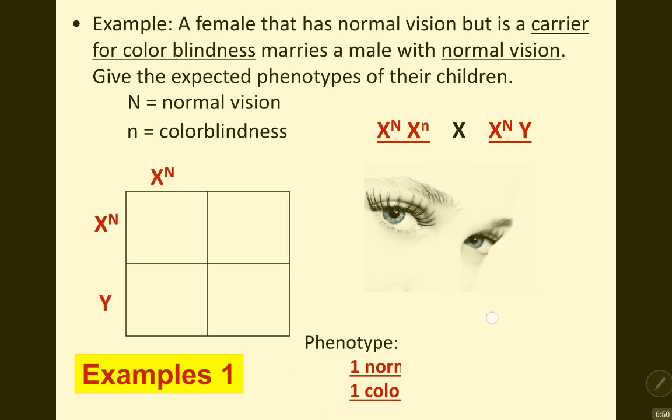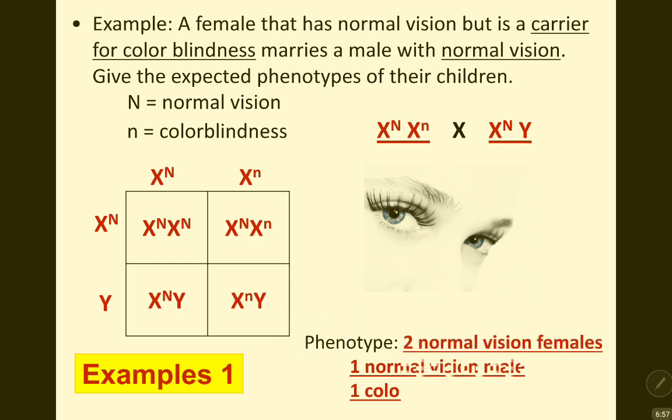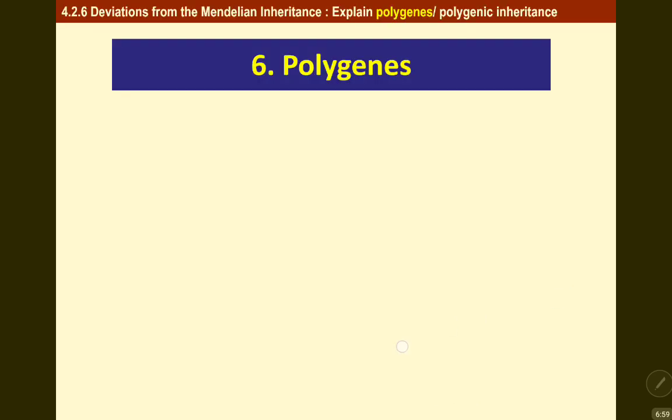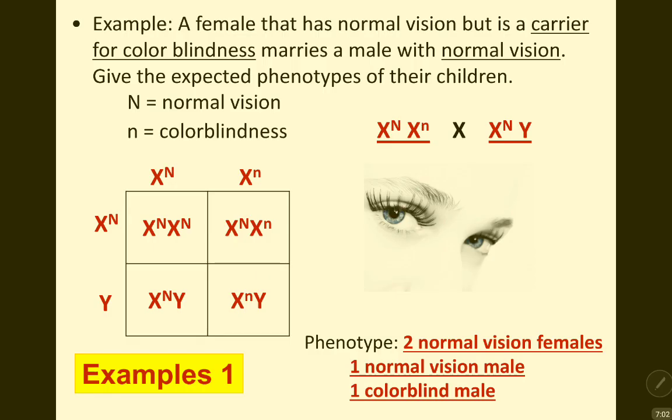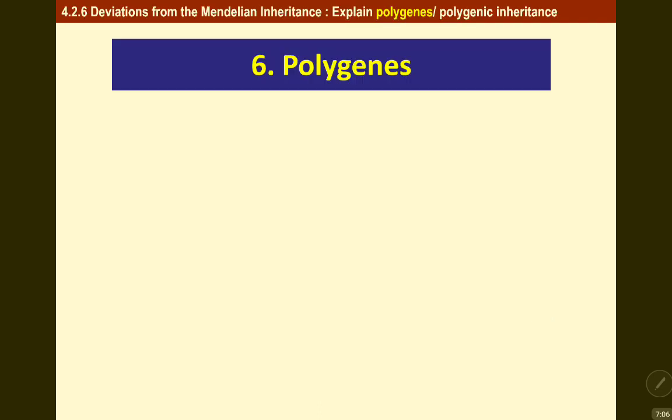This one shows the Punnett square. The chance is 1/4 like I said just now: 2 normal vision females, 1 normal vision male, 1 colorblind male.